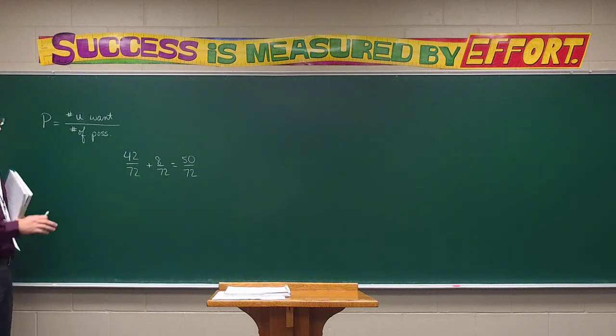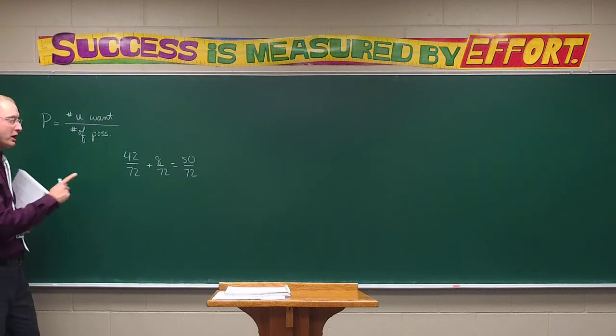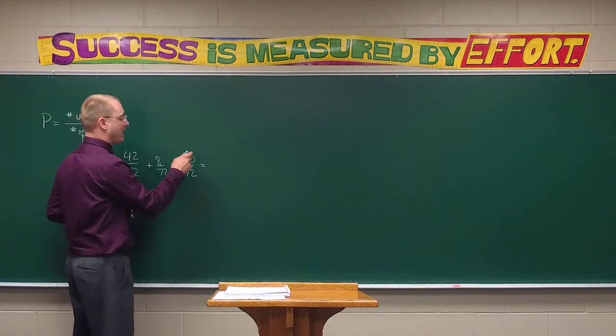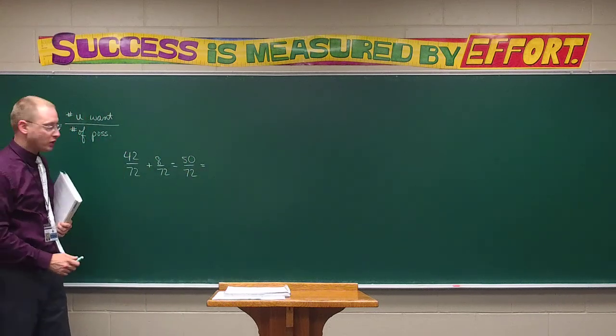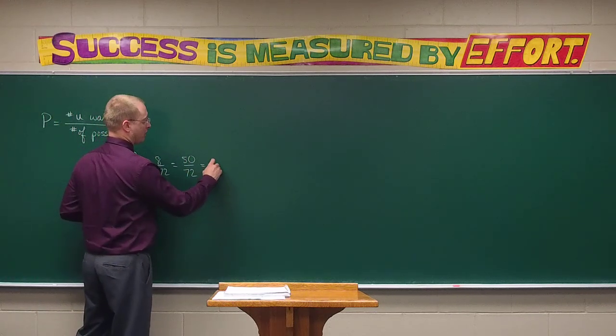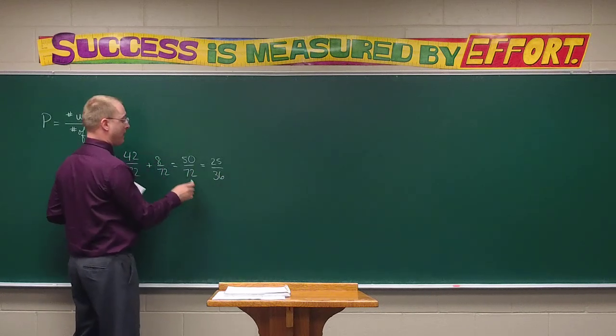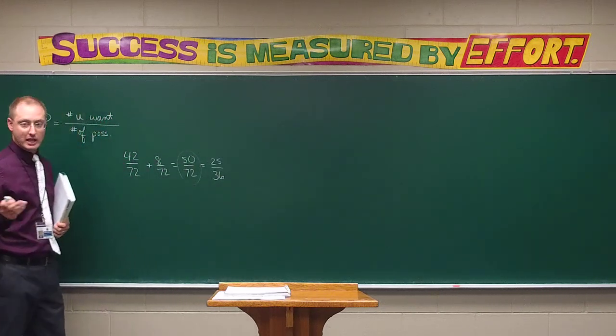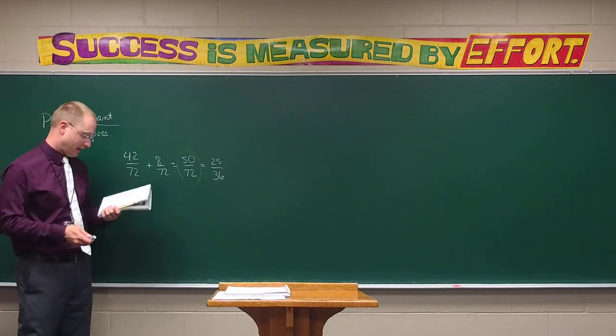I'm not into writing these as decimals and things like that like the book is, but I do want to reduce. And I can at least divide what out of top and bottom, Brandon? 2. So I would get 25 to 36. By the way, if you just type the fraction into your calculator and hit enter, it'll reduce it for you. So we don't have to worry about that.